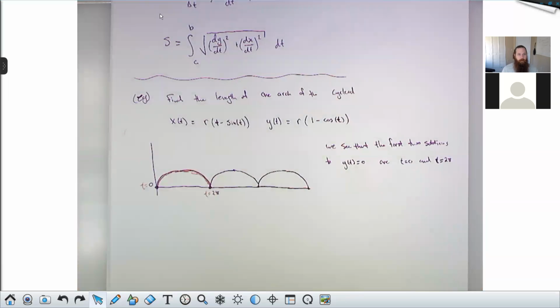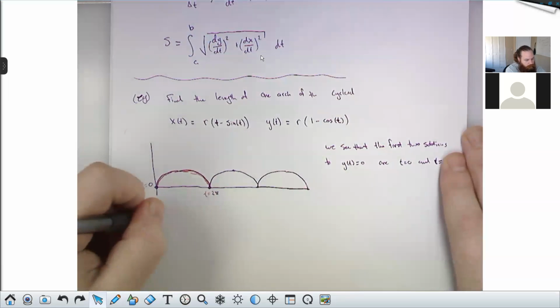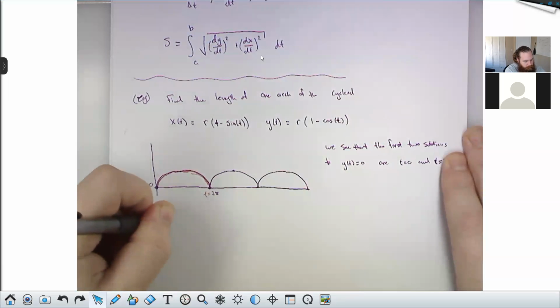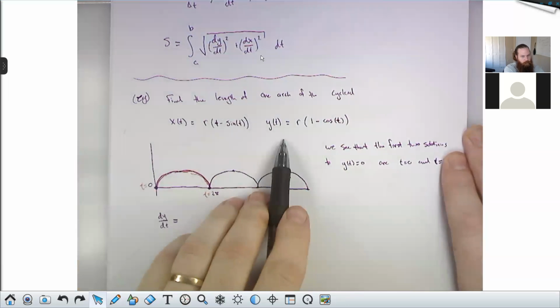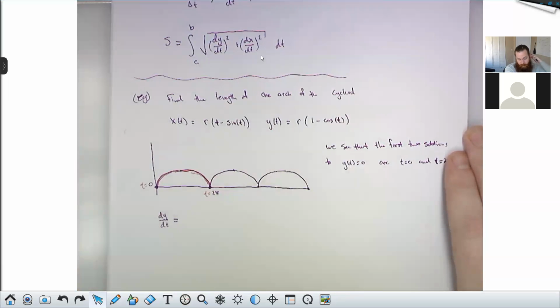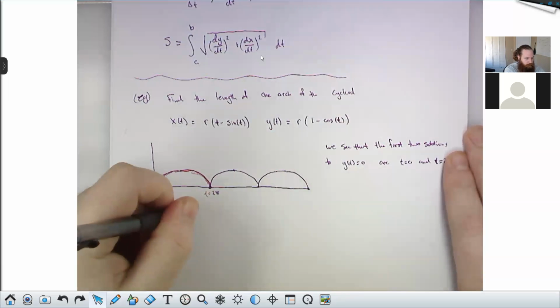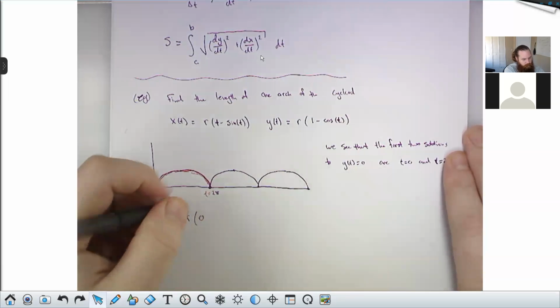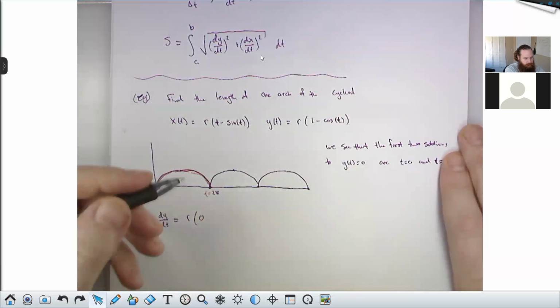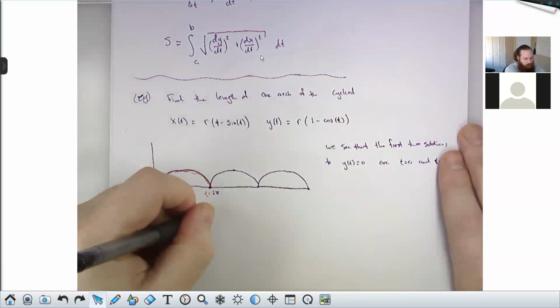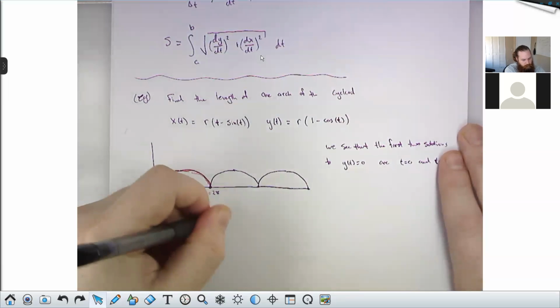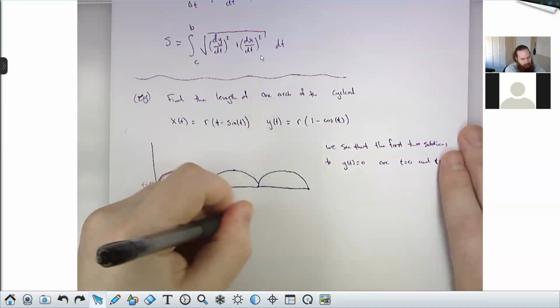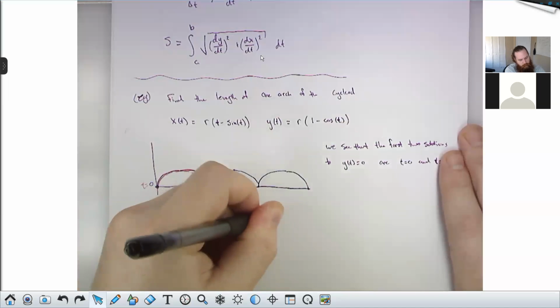Now, if I want to find the length, that means I need to plug into this formula. My lower bound of integration will be 0, my upper bound will be 2 pi, but I also need dy dt and dx dt. So here, dy by dt, the derivative of this function taken with respect to t, r is a constant multiple, he'll come along for the ride. 1 differentiates to 0. The derivative of cosine is negative sine, so this will be 0 plus sine t, or just r sine t.